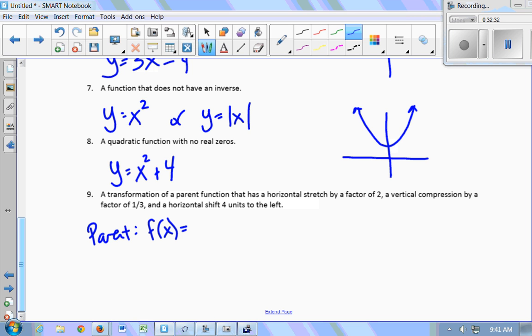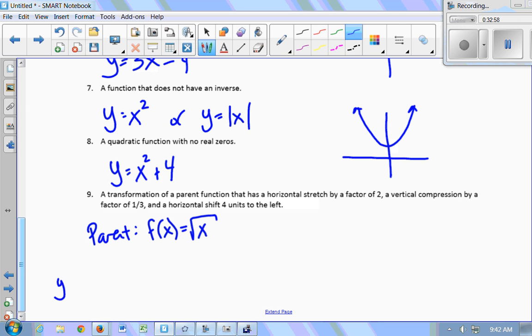So x squared would be fine. One reason that I'm not going to use x squared is because it's hard to distinguish between inside and outside. So I'm going to pick something where it's really obvious what's inside and what's outside. And afterwards, I'll do it with x squared because that one's just a little subtler. Okay, so let's choose square root x for our parent.